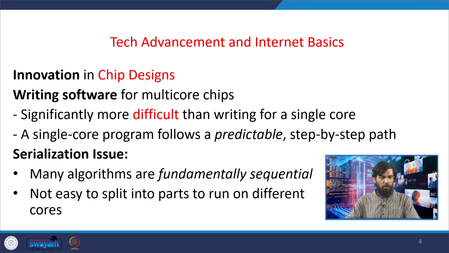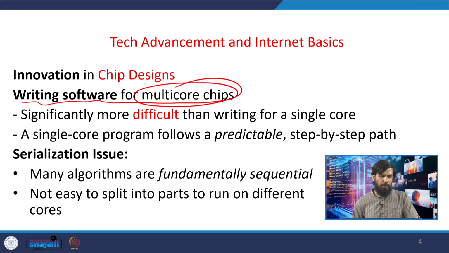Moving on, come back to the point: what happens to the software? Legacy software can be run using one of the processing cores, so backward compatibility is not a problem, as we discussed. But how do we take advantage of the new architecture? Can new software be written in such a manner that it can take advantage of the more processing cores that are present? So that is the point here: writing software for multi-core chips.